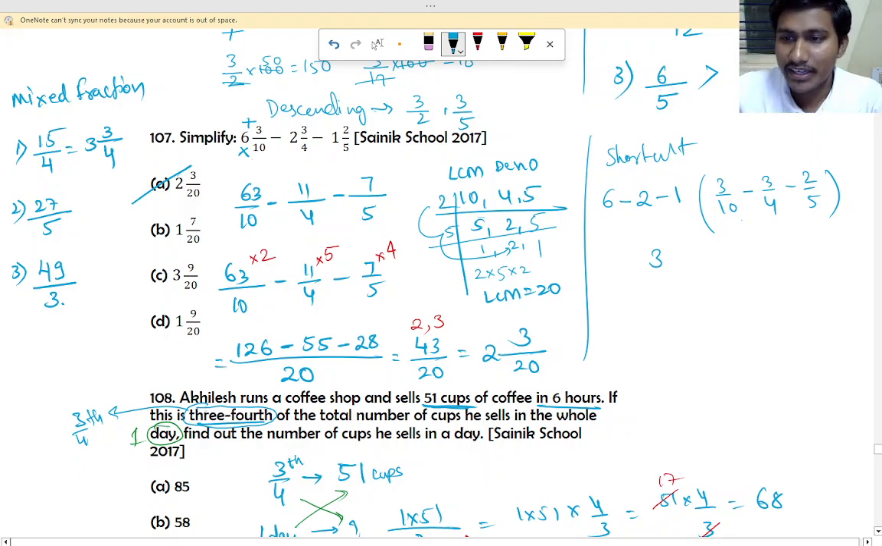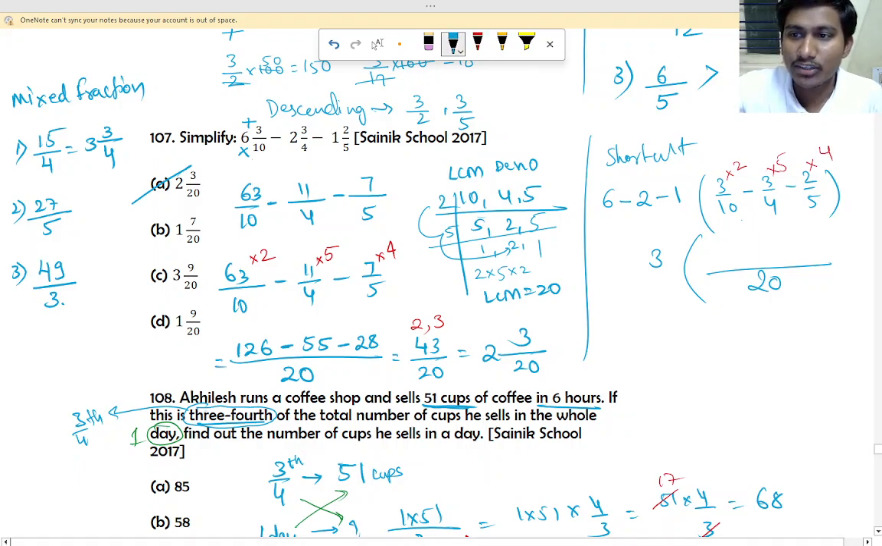Then here 3 is coming, right? 3 by 10, 10 is there. How much do we have to multiply to make 20? Now we got the LCM as 20, so we have to make everything 20. To make it 20, 10 twos are 20, so we multiply by 2. 4 times how much is 20? We multiply with 5. Here 5 times how much is 20? 5 fours are 20.